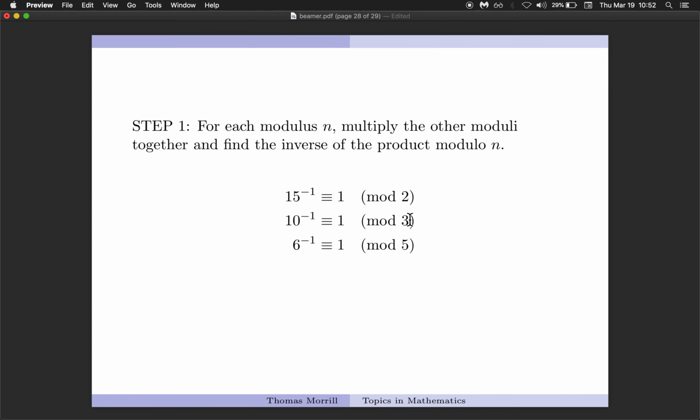For the modulus 3, I take 2 times 5, which is 10. 10 is already 1 modulo 3, so 10 inverse is 1. For the modulus 5, I take 2 times 3, which is 6. 6 is already 1 modulo 5, so the inverse of 6 is just 1. Very nice numbers to play with.